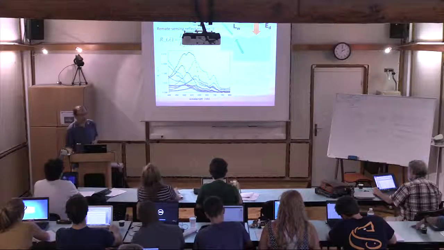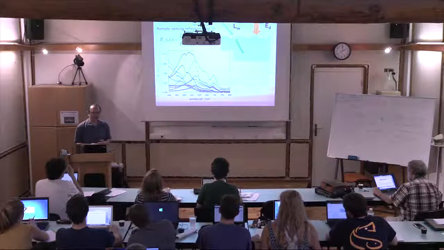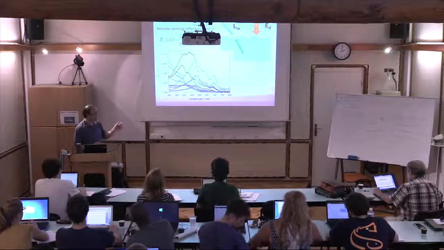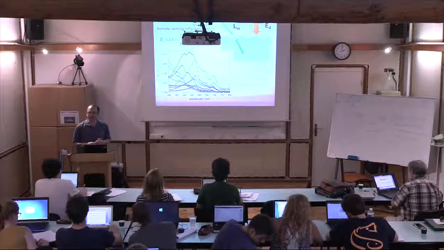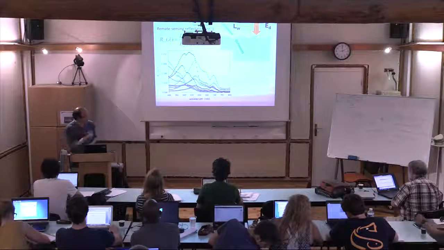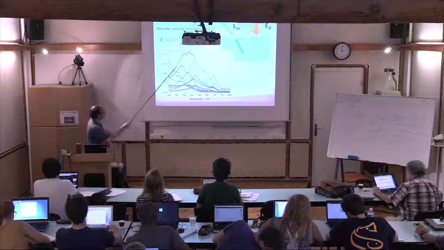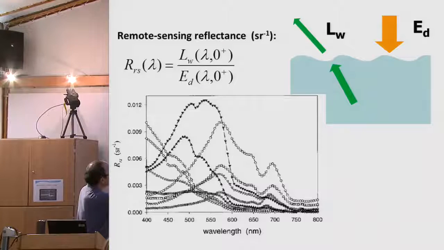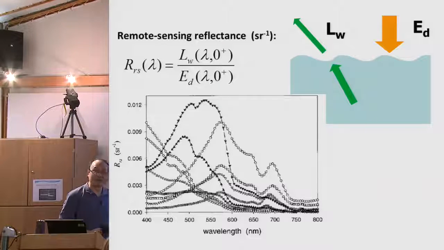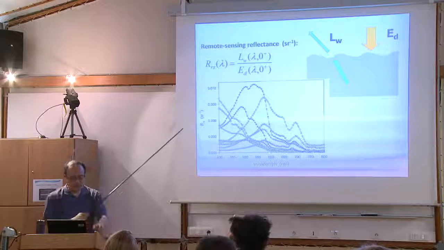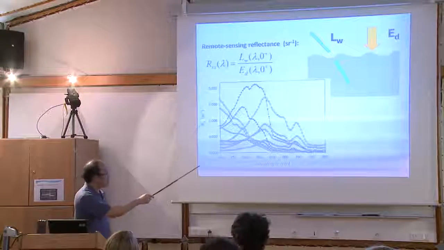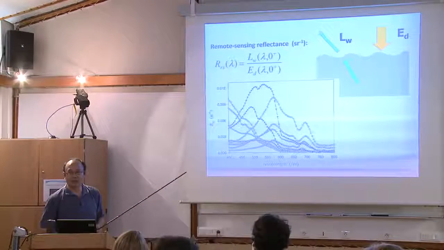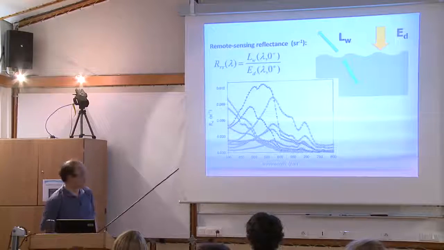If you ever did some exercise with remote sensing, especially to measure the remote sensing reflectance, this is what you will get. You have the water-leaving readings up there, and that's the downwelling irradiance. The ratio of the two gives you the remote sensing reflectance. And these are the spectra of remote sensing reflectance collected at different waters.